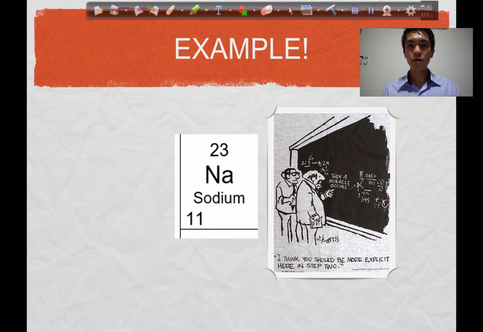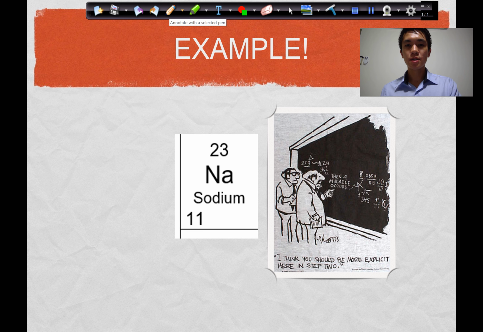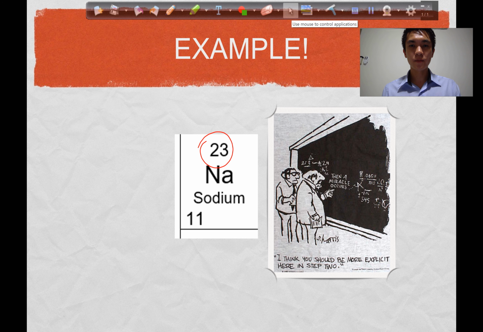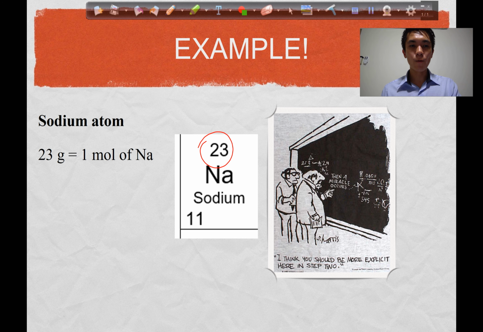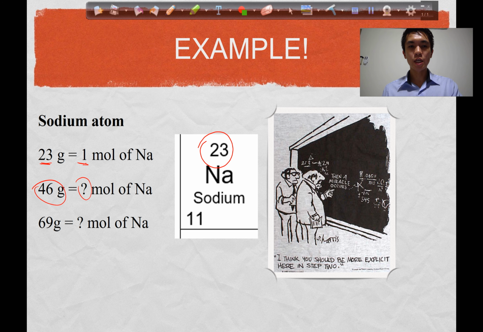Say for example I have sodium here, the relative atomic mass is 23. So if I weigh 23 grams, I will get 1 mole, isn't it? What about 46 grams? How many moles do I get? If you realize, 46 is actually 2 times 23. So by the simple ratio proportion method, this will be equivalent to 2 mole. What about 69? This is 3 times, so this will equal 3 mole.